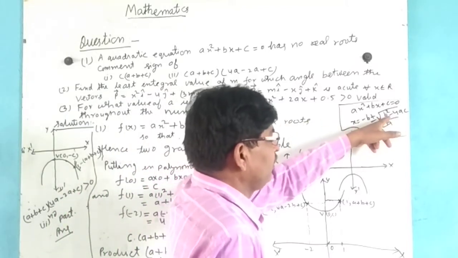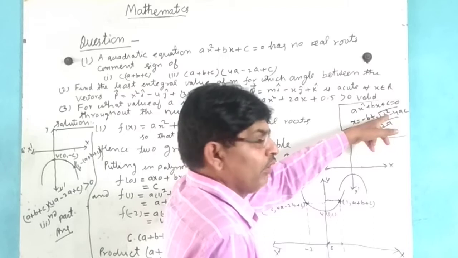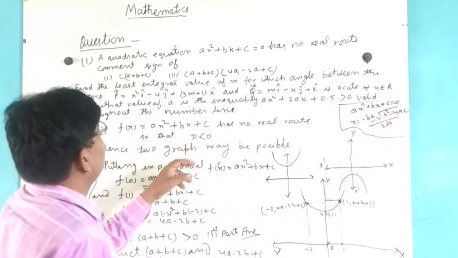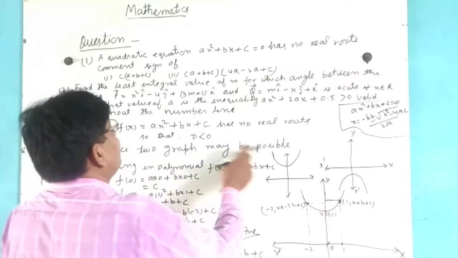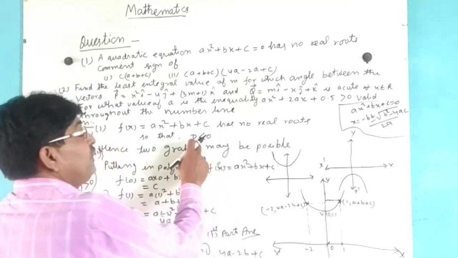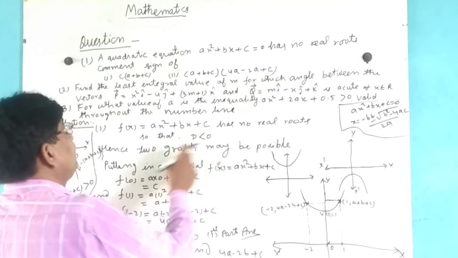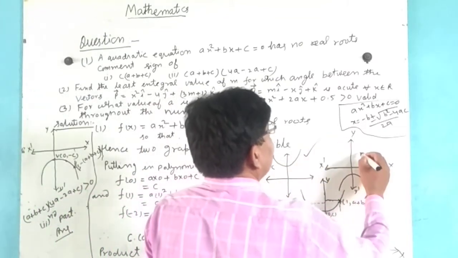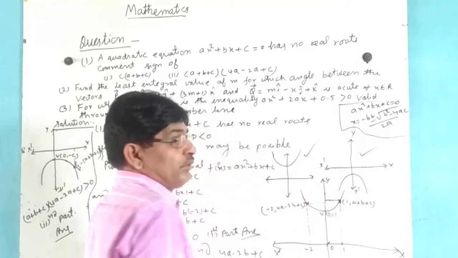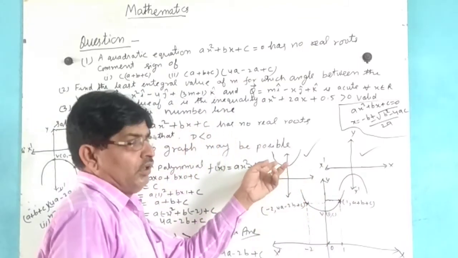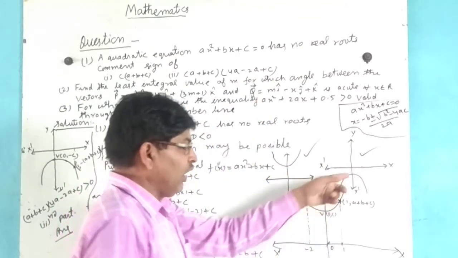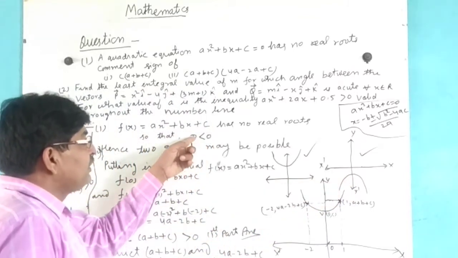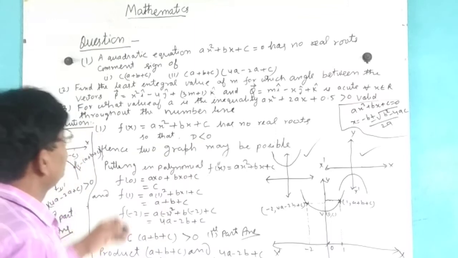That is, here a negative value again. Hence two graphs may be possible. In this case, if D < 0, two graphs may be possible, first and second. Our shape of parabola is either in the upward direction or the downward direction in the case of D < 0.